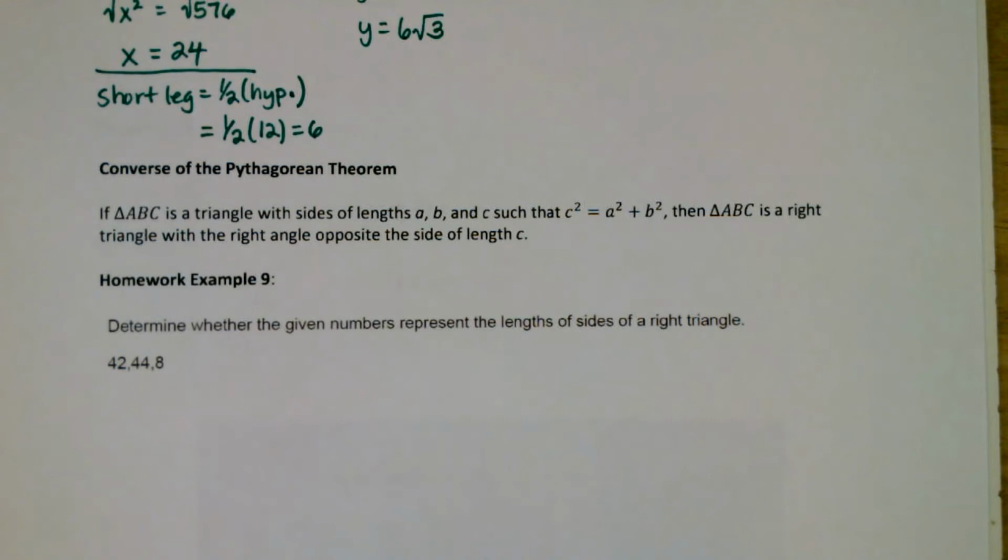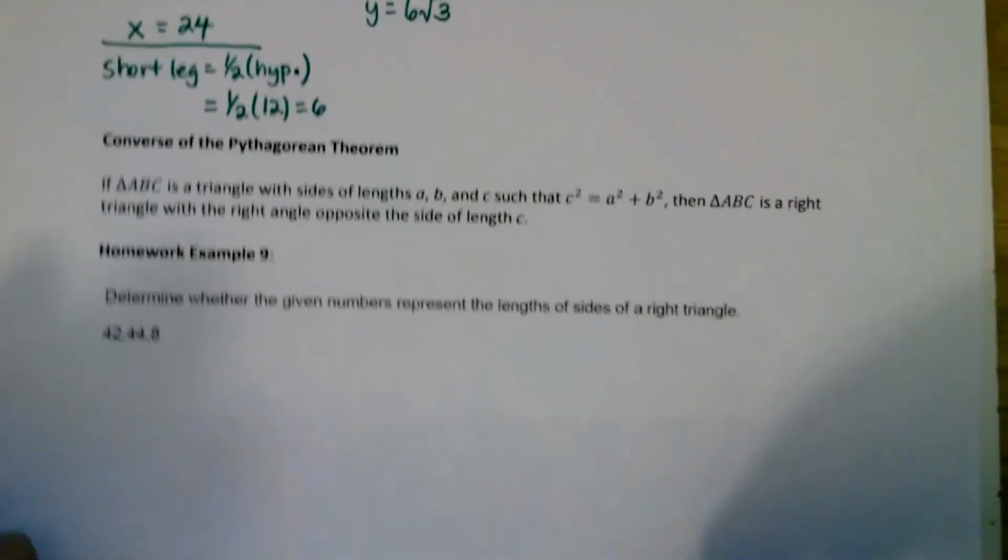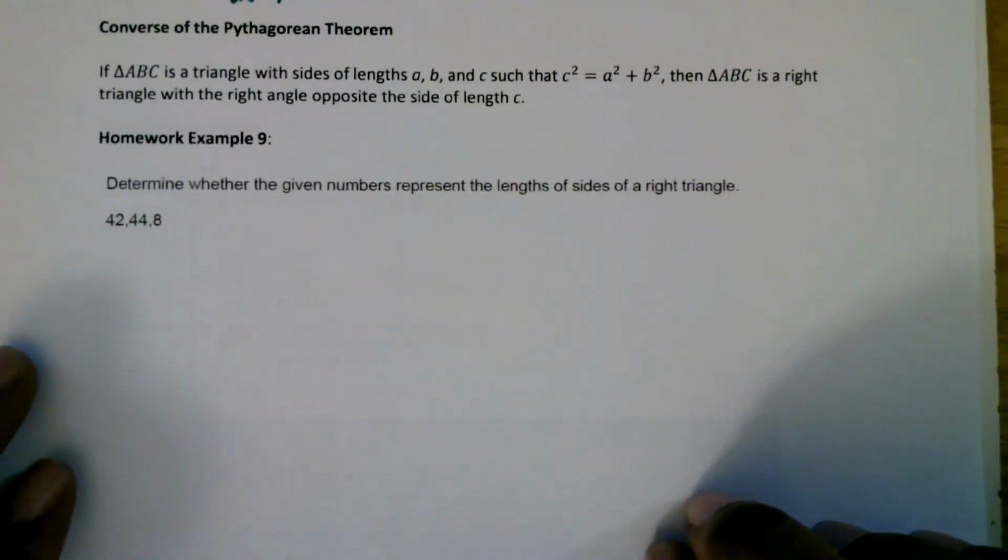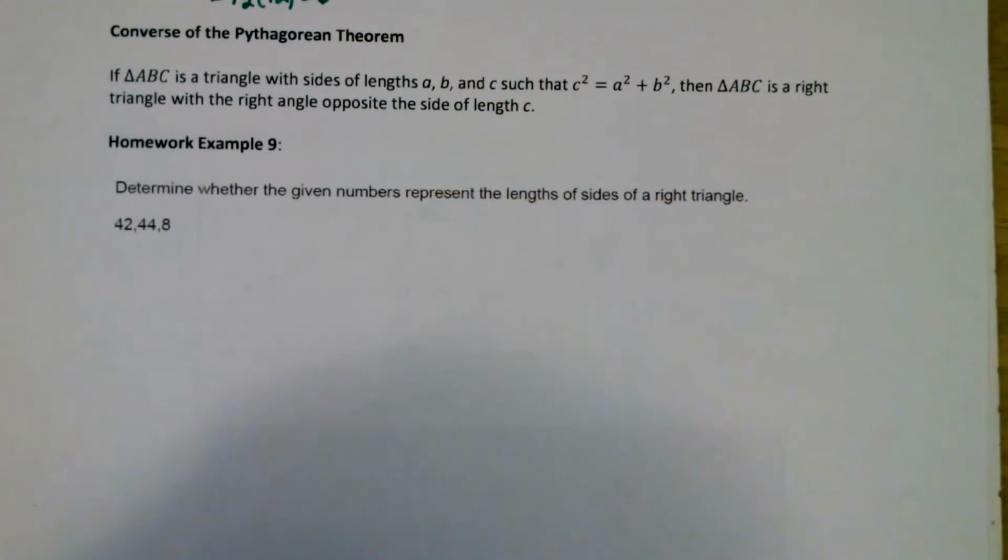In other words, you'll be given 3 lengths. You want to use the Pythagorean theorem to determine whether or not you have a right triangle. In other words, when you use the Pythagorean theorem, the left side must be equal to the right side, like in this homework example number 9. You'll want to determine whether the given numbers represent the lengths of sides of a right triangle. And we got 42, 44, and 8.